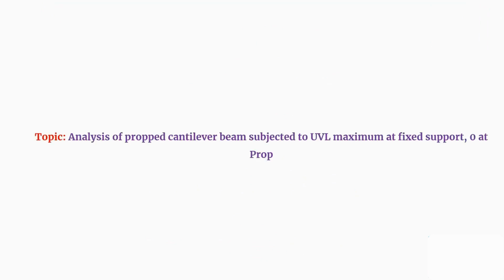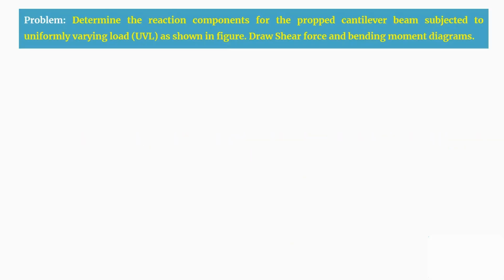In this lecture, we are going to see the topic that is related to the analysis of a proper cantilever beam subjected to a UVL, that means uniformly varying load, which is having maximum at the fixed support and zero at the prop support. Coming to the question, determine the reaction components for the proper cantilever beam subjected to uniformly varying load as shown in figure. Draw shear force and bending moment diagrams.